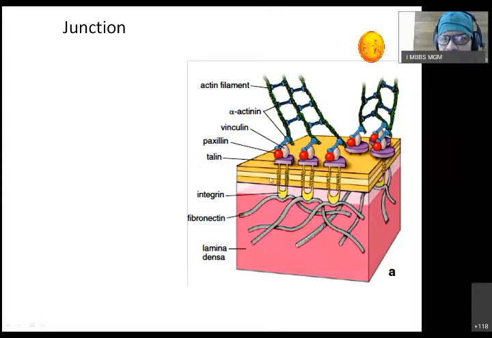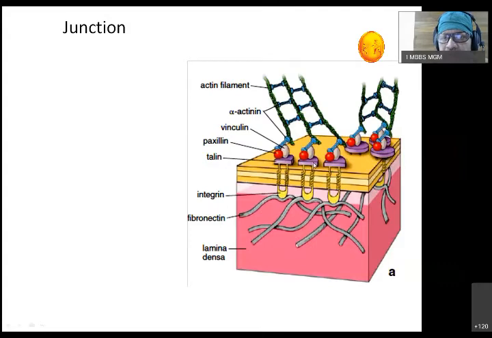So this hemidesmosome is formed by integrin, then the sets of proteins, if you don't remember all the names, and it connects to the cytoskeleton, that is actin filament. That is one of the things. And now this integrin connects to the dermis by two important proteins. One is called fibronectin and the second one is called laminin.